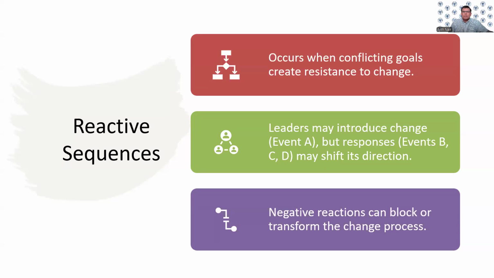Change, as we discussed many times, is not a linear process. Reactive sequences emerge when conflicting goals create resistance. And this resistance would be applied to the shifting trajectory of change. So leaders may initiate change, but the responses from stakeholders and external forces often influence whether it succeeds or fails. So this occurs when conflicting goals create resistance to change.